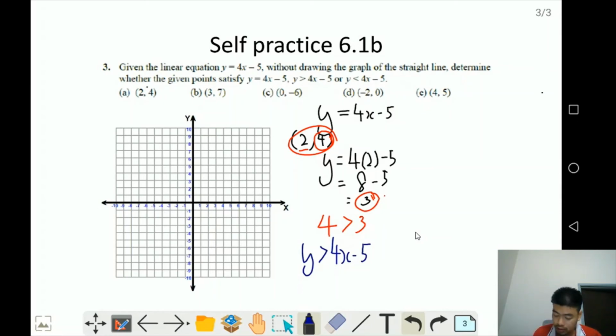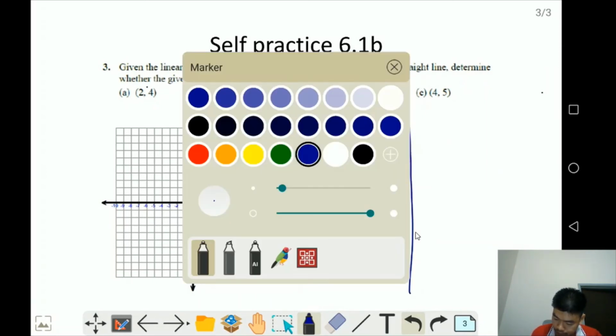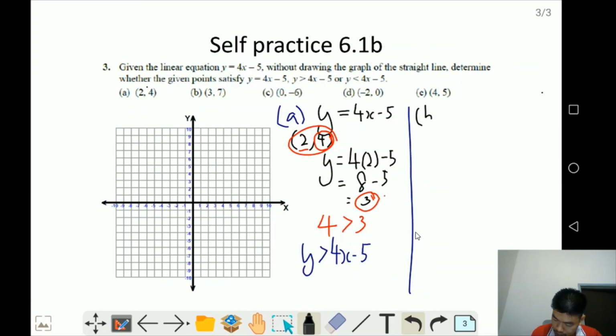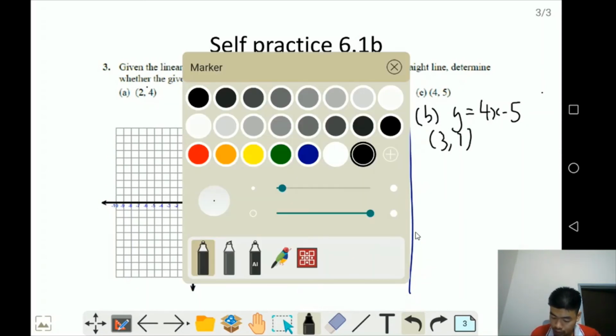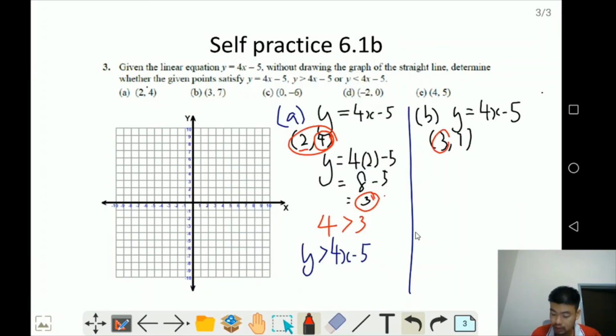Okay, this is for A. Let's do for B. Again y equals 4x minus 5. So I'm going to determine whether 3, 7 is above or below the line. So which value are you going to use? x equals 3. Substitute x equals 3 into the equation.